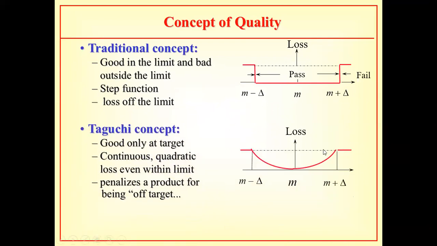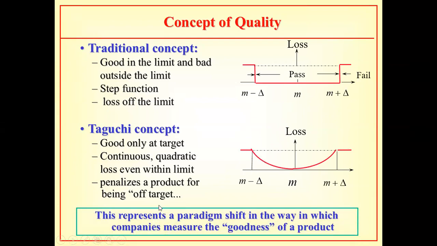But the Taguchi concept, I already explained, if you are at the target, your loss is zero. Anything that goes beyond means your loss is increasing in either direction in a quadratic manner. So that concept he has given, the loss function concept, basically represents a paradigm shift in the way in which a company measures the goodness of the product.